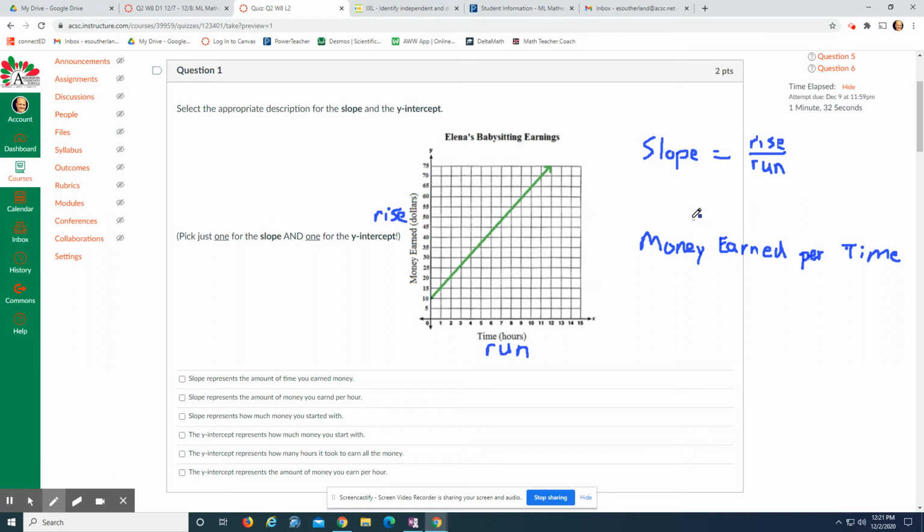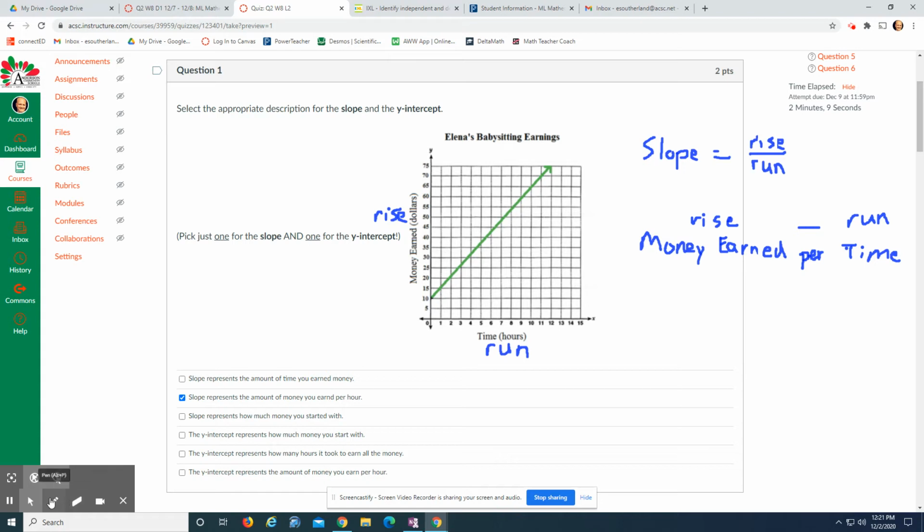Now what you should see is that this is rise. The word per is the fraction bar line. And then this would be the run. So when I see this, I see money earned per time. And so I go down here and it says slope means the amount of time you earned. No. Slope means the amount of money you earned per hour. Money earned per hour. So I definitely want to select the second one here.